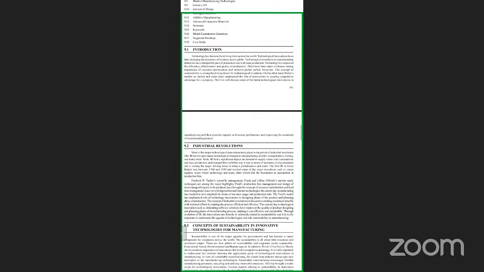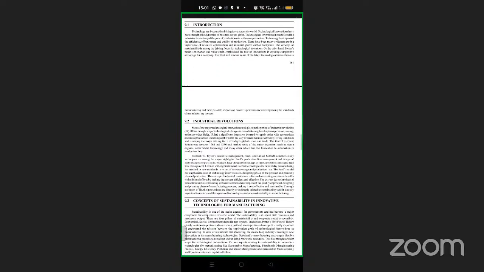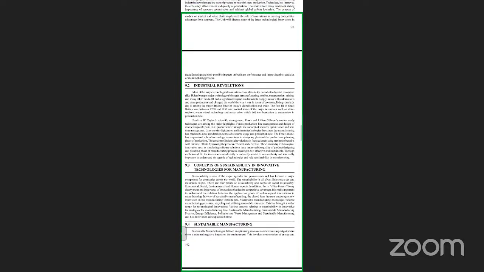As we all know, technology became the driving force across the world. And technological innovations have been changing the dynamics of business around the globe. And technological innovation in manufacturing industries has changed the pace of production rate with mass production. And technology has improved the efficiency, effectiveness, and quality of production. And there have been many evidences stating the importance of resource optimization and minimal global carbon footprints. And because of this, we got various industrial revolutions.